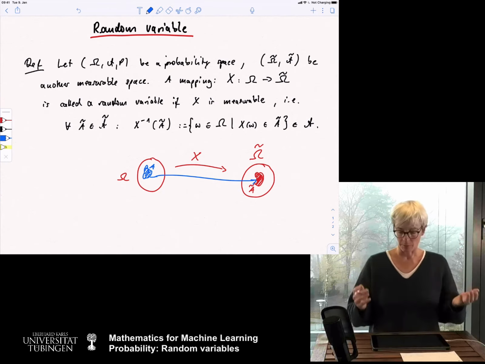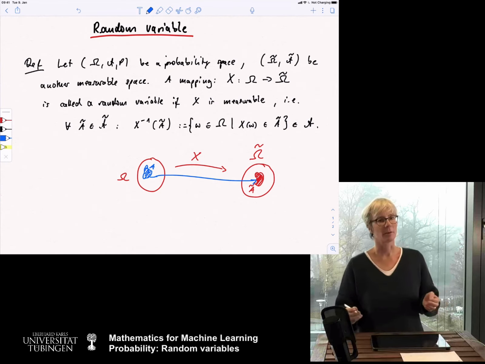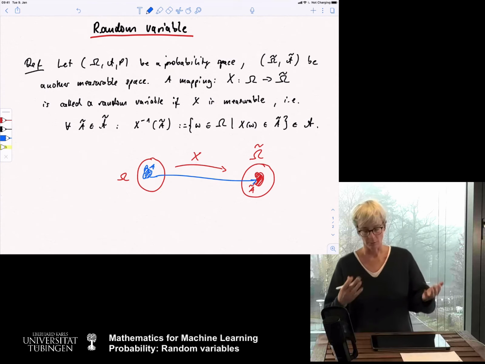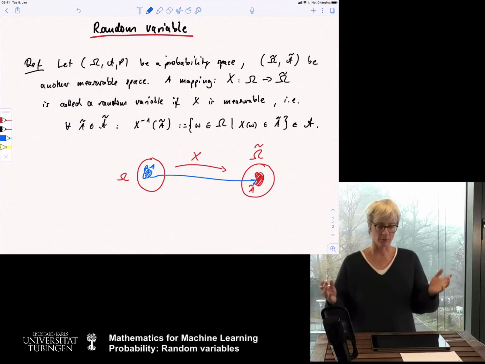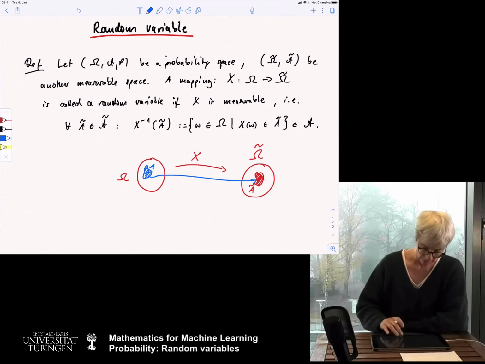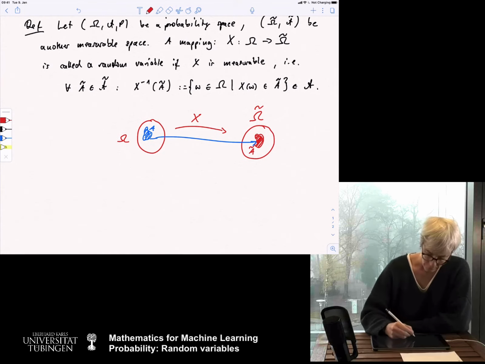And this is supposed to hold for all the sets A tilde that we can construct. Now, what is the intuition why we need this definition of measurability? So assume you want to say something like, let me make an example here.